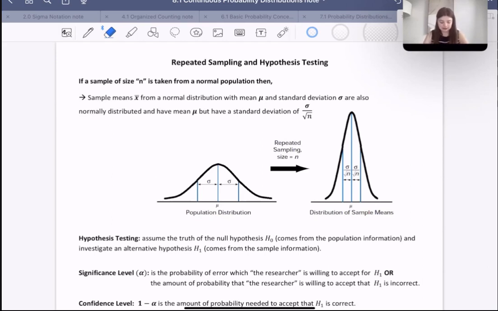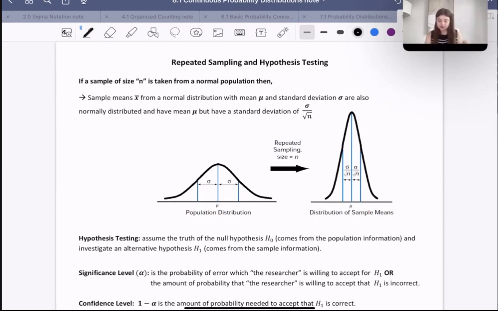It says if a sample of size n is taken from a normal population, then sample means x bar from a normal distribution with the population mean mu and the standard deviation sigma are also normally distributed and have mean mu and have a standard deviation of sigma over root n. So what's this trying to express to us?